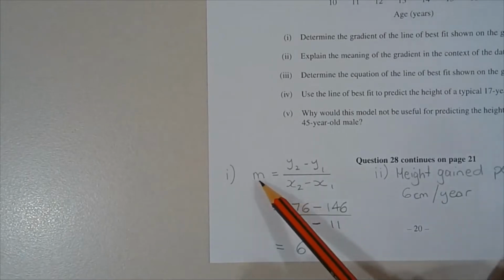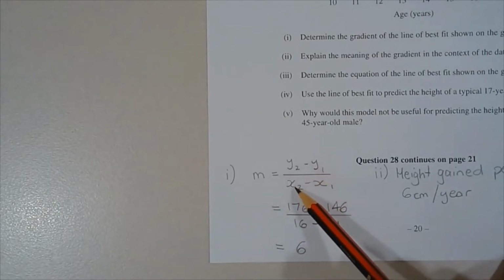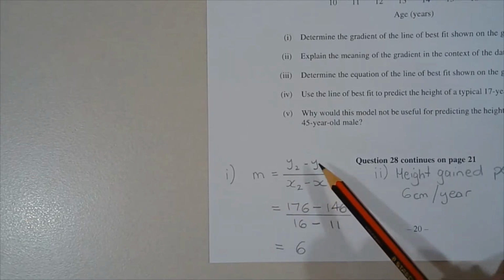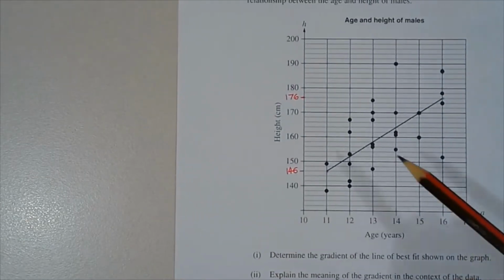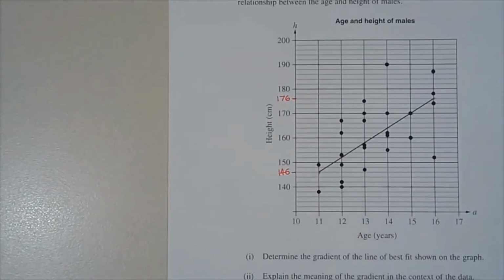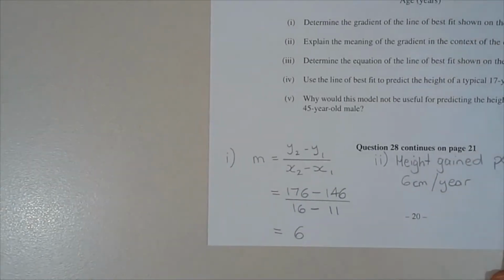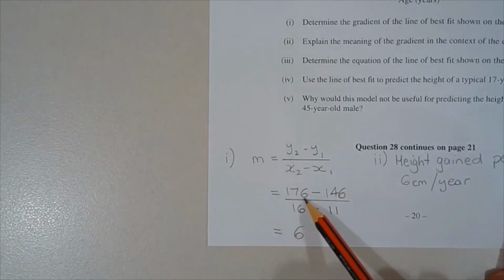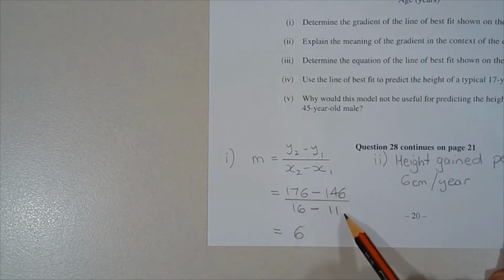So that's the formula, m equals y2 minus y1 over x2 minus x1. Now y2 and y1 correspond to the y coordinates of these 2 points, and x2 and x1 correspond to the x coordinates of the 2 points. And it's very important that we get the order correct as well. So this is x1, y1, this will be x2, y2. So back to the formula. Substituting those values into the 2-point formula for gradient, we have 176 minus 146 over 16 minus 11, and that gives us a gradient of 6.